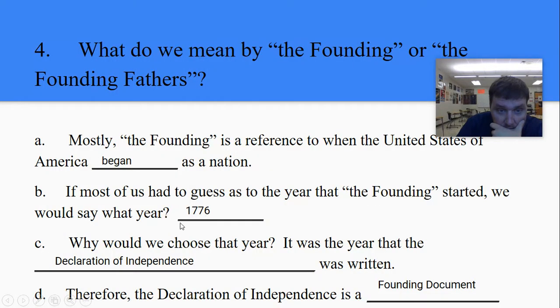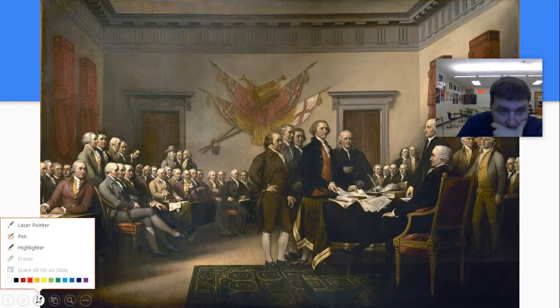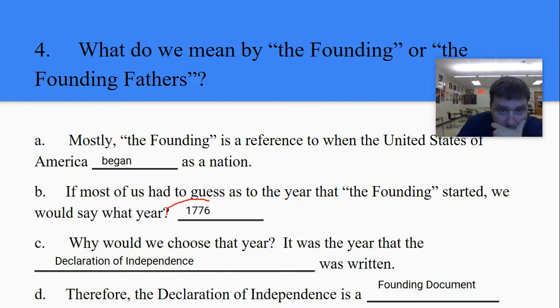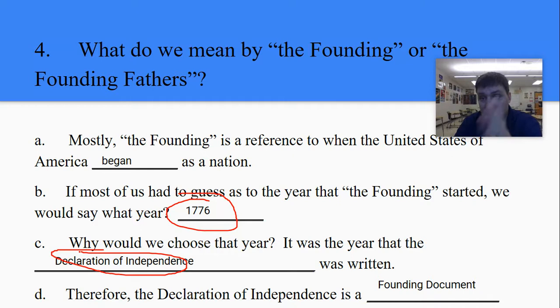Why aren't you circling? Does anybody else know why it's not circling? There. Okay. That's the year that it starts. And most people would say, I chose that date because that's the year that the Declaration of Independence was written. The Declaration starts our country.